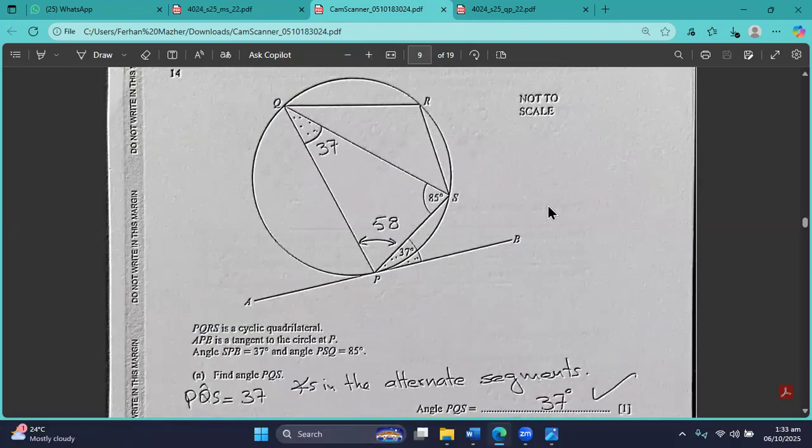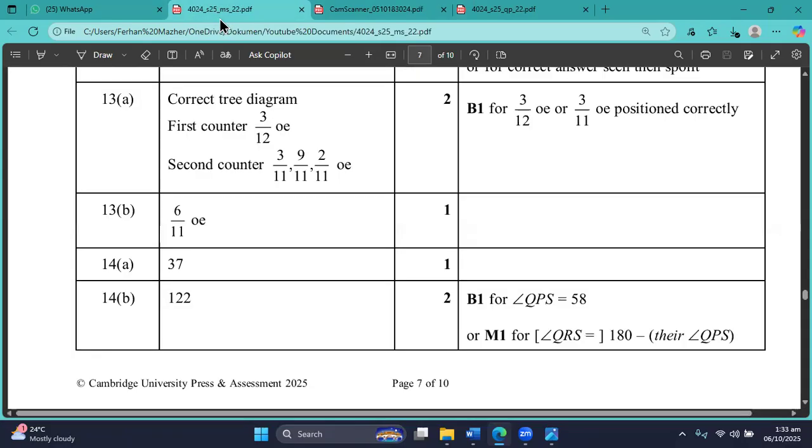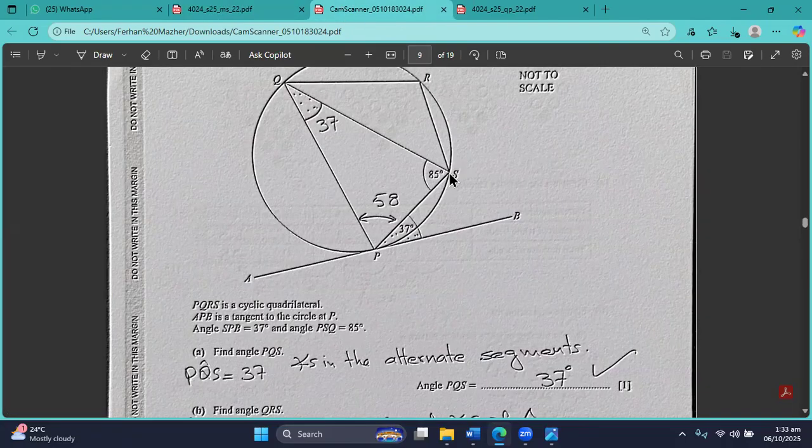So this angle and this angle are equal to each other. We say these are the angles in the alternate segment. So the angle PQS is 37. So this triangle I'm talking about, PQS, this side of the triangle makes a 37 angle, so this internal angle will be equal to 37. This is called the angles in the alternate segment are equal to each other.